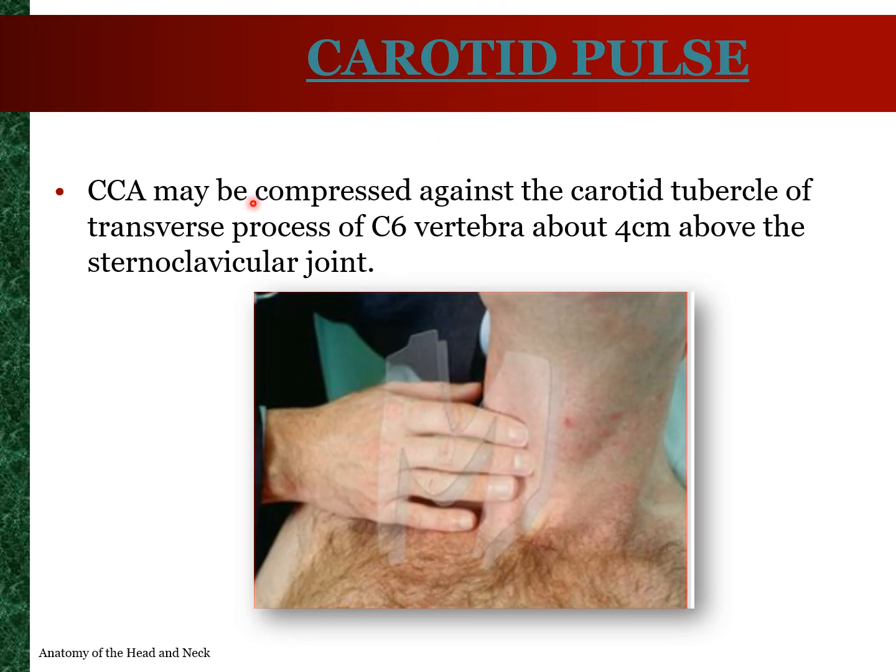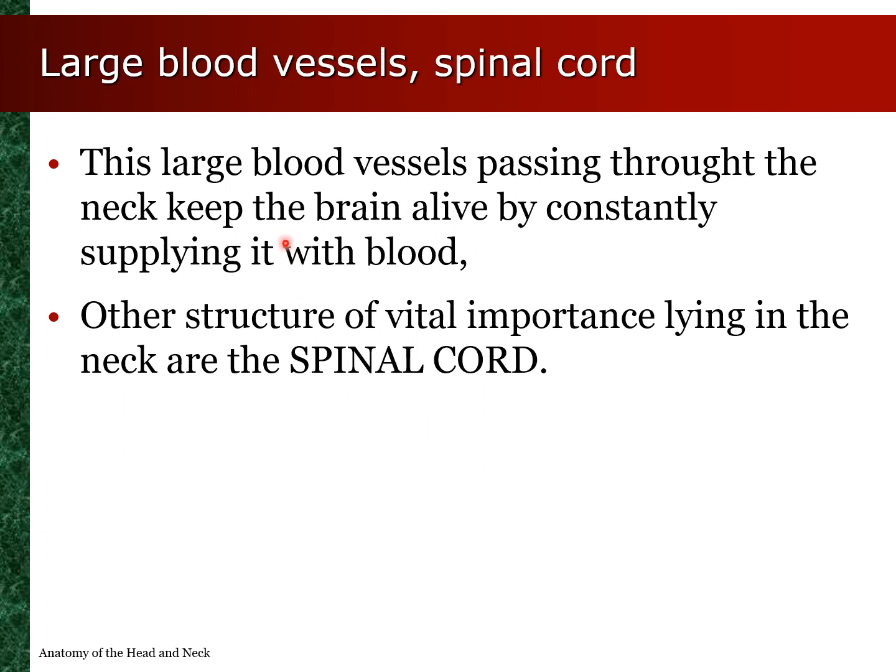The carotid pulse can be compressed against the carotid tubercle of the transverse process of the C6 vertebra, about 4 cm above the sternoclavicular joint. It is an important landmark for palpation of the carotid artery pulsation. These are located in the neck region. Blood vessels passing through the neck keep the brain alive by constantly supplying it with blood. Another structure of vital importance lying in the neck is the spinal cord.